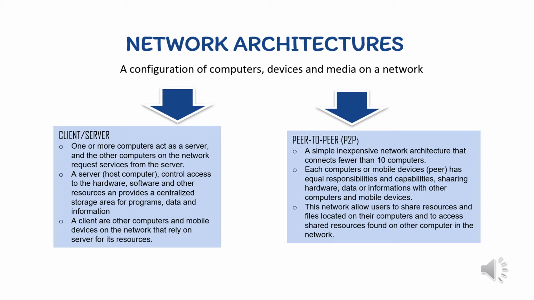Next is peer-to-peer. Peer-to-peer is a simple, inexpensive network architecture that connects fewer than 10 computers. Each computer or mobile device, which is called a peer, has equal responsibilities and capabilities, sharing hardware, data, or information with other computers and mobile devices.